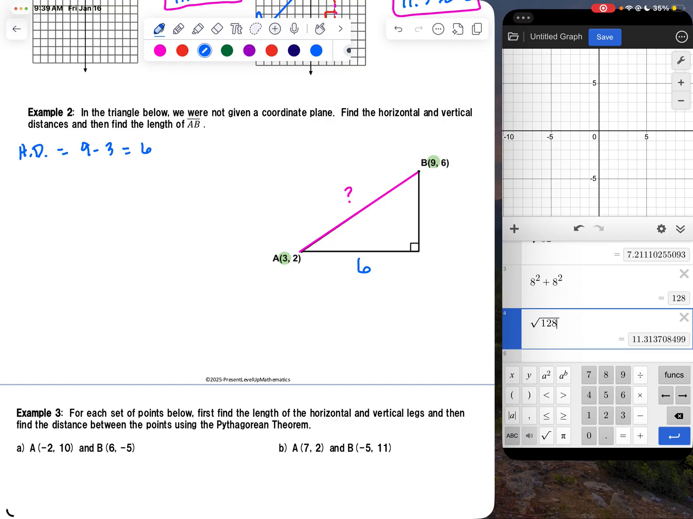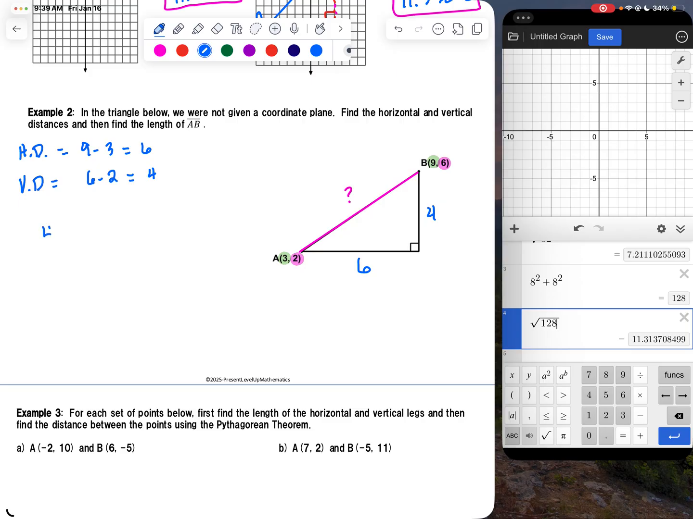All right. Now we're going to do the same thing to get the vertical distance. So the vertical distance would be, this time though, we'll use our y coordinates. And I'm going to start with point B. That would be 6 minus 2. So our vertical distance is 4 units. So once you know the horizontal distance and the vertical distance, you can use those two facts to find the length of line segment AB.